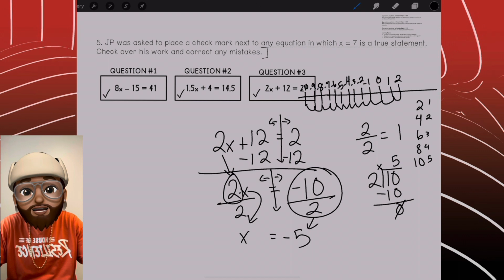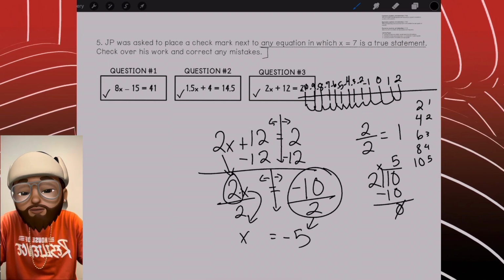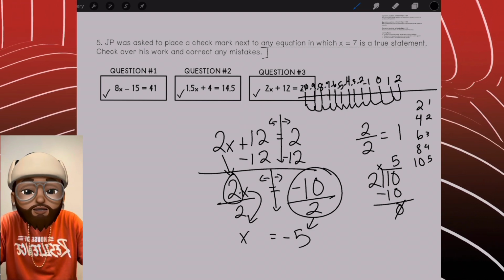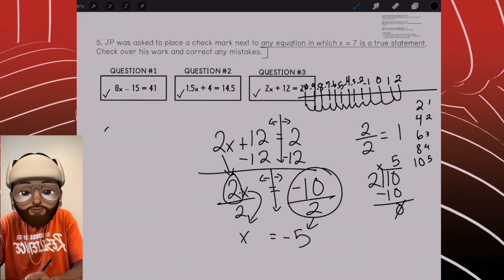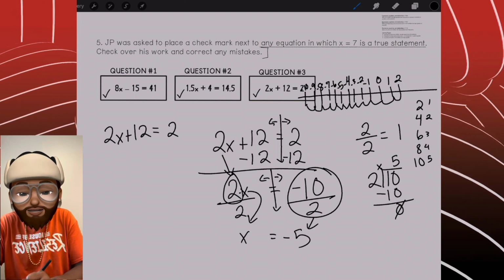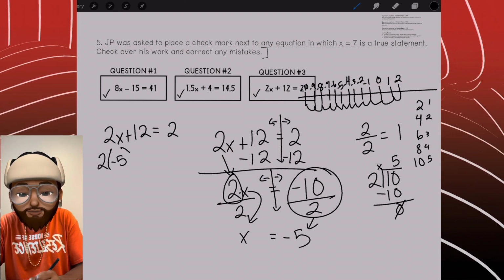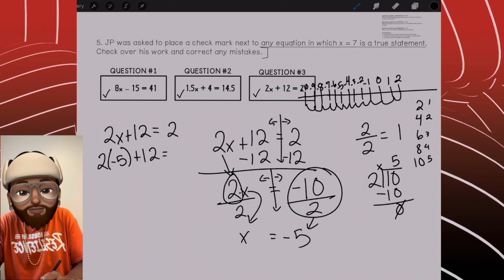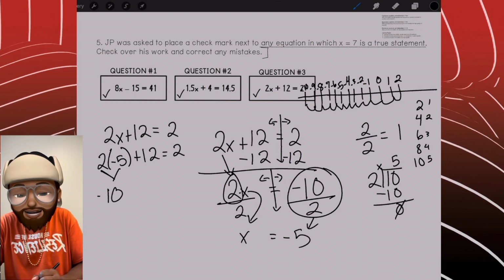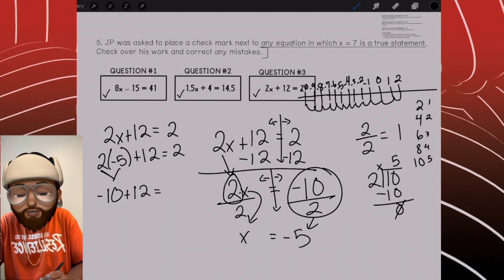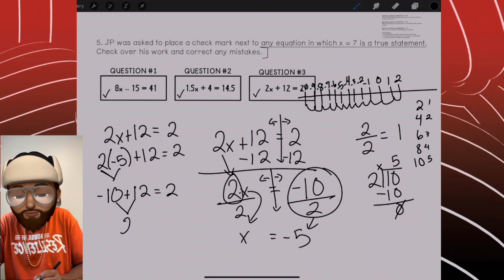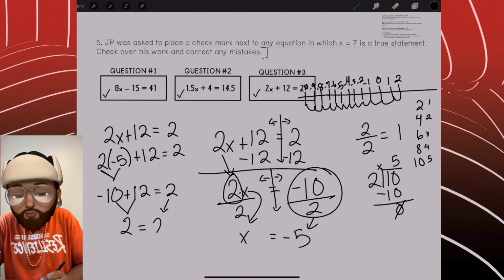Now, negative 5 is not the number that we're looking for. We're looking for 7. But let's put it back into the equation and make sure that it is negative 5 here. So we have 2x plus 12 is equal to 2. We're going to sub in that x for a negative 5. All right, now we're going to do 2 times negative 5, which equals a negative 10, plus 12 is equal to 2. When we combine these two, 12 minus 10 does equal 2. So we have 2 equals 2.